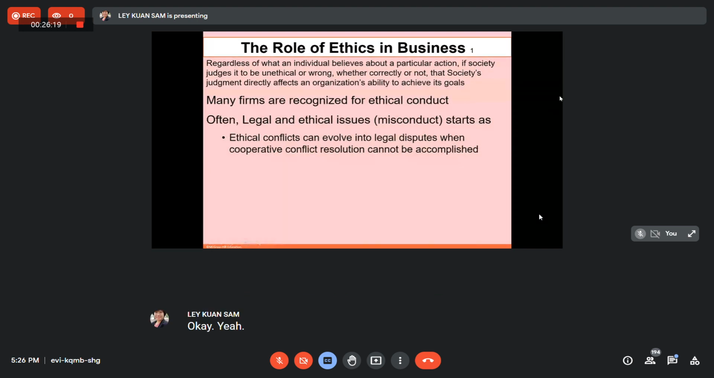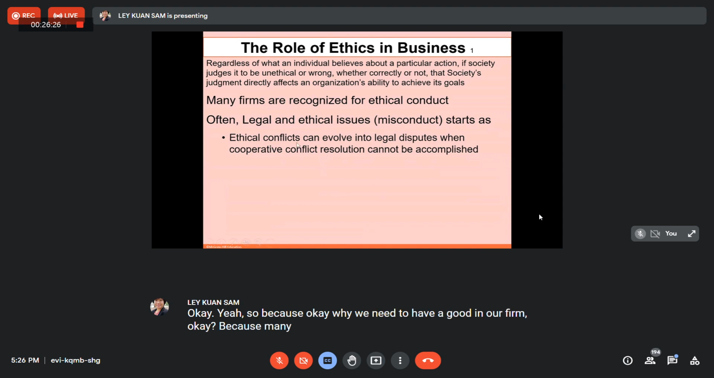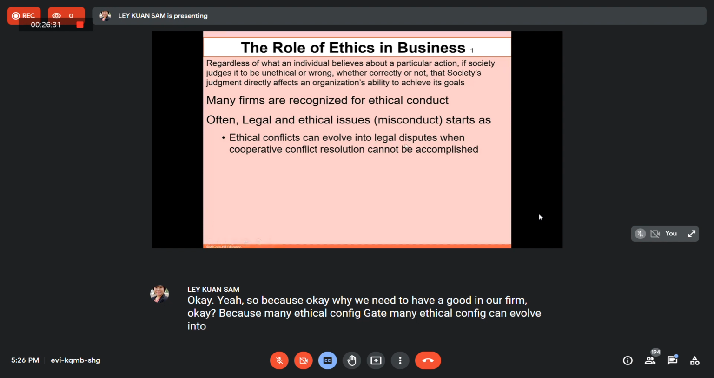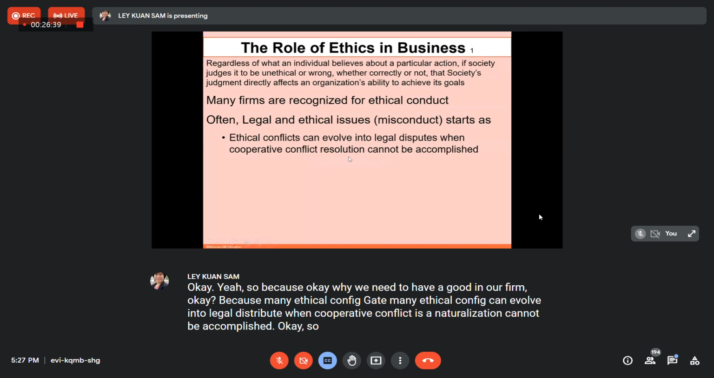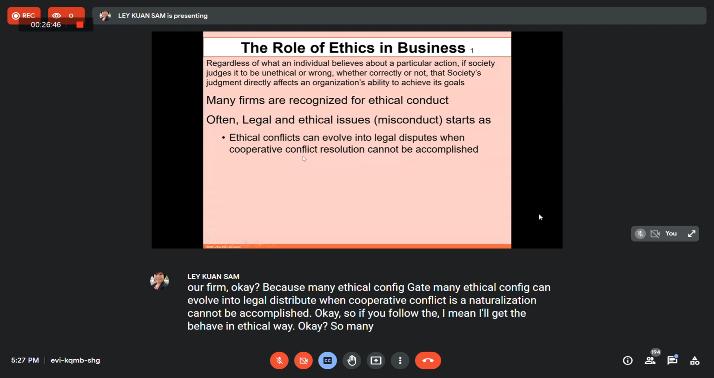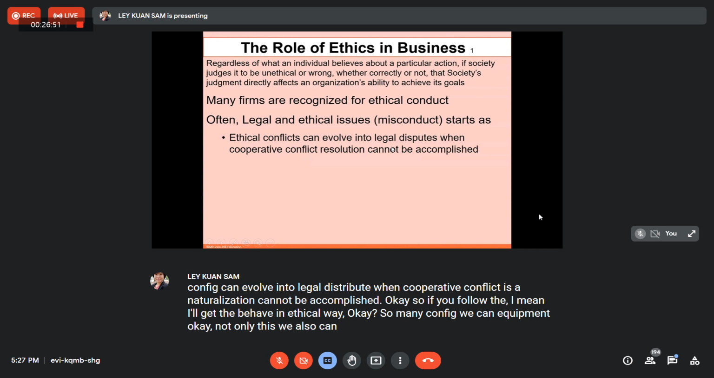Why do we need a code of conduct in our firm? Because many ethical conflicts can evolve into legal disputes when cooperative conflict resolution cannot be accomplished. If we behave in an ethical way, we can avoid many conflicts, and we can also avoid legal disputes.